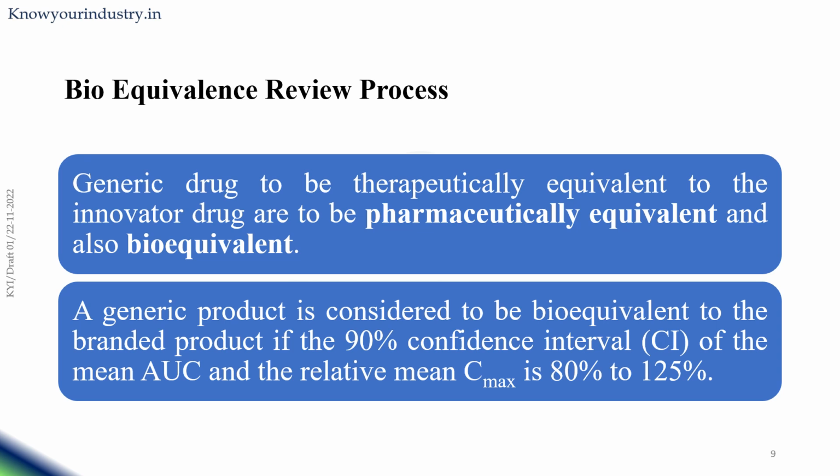And bioequivalence is determined by evaluation of the AUC, that is area under the curve, and the maximum concentration of the drug, that is Cmax. What are the requirements for a generic drug product? A generic drug product is considered to be bioequivalent to the branded product if the 90% confidence interval, that is CI, of the mean area under the curve and the relative mean Cmax is 80% to 125%. So this is the basic requirement.